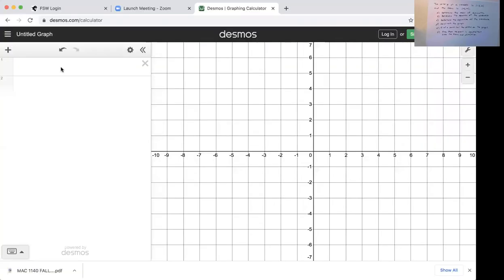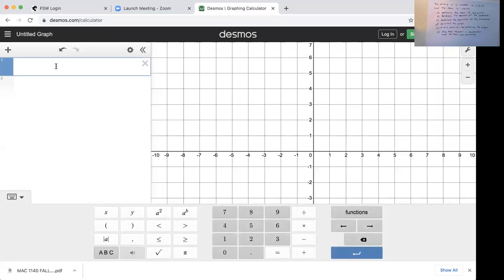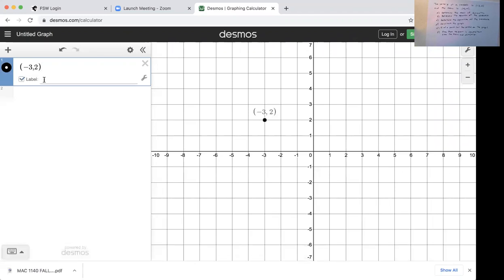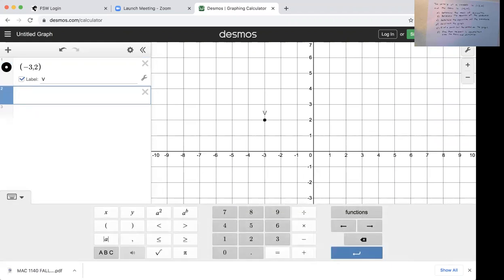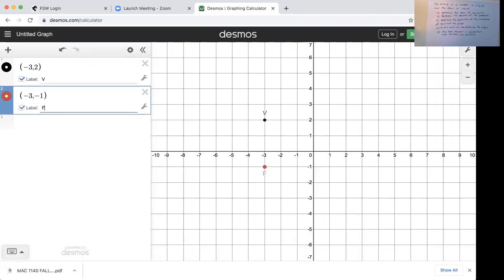And let's identify what we have here. So (-3, 2) is the vertex, so we'll label that with a V. And (-3, -1) is the focus, we'll label that with an F. And we know that the parabola starts at the vertex and encompasses the focus, so it's going to be an opening downwards parabola.